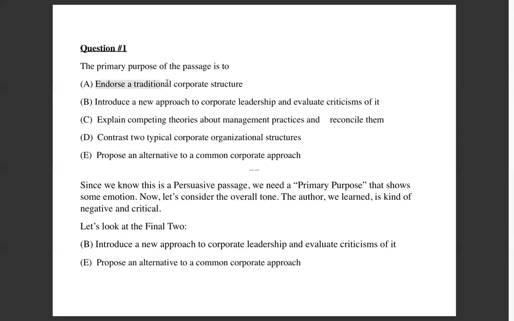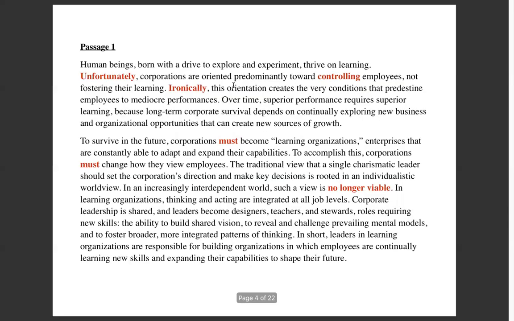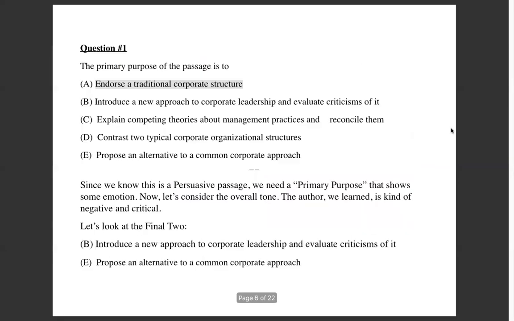And A, endorsing a traditional corporate structure. Remember, we go back to those keywords. He's saying, unfortunately, must become, must change, no longer viable. He's not endorsing the status quo. He wants change. He wants something to be different. He has a negative feeling. So our final two here that really fit that tone are B and E.